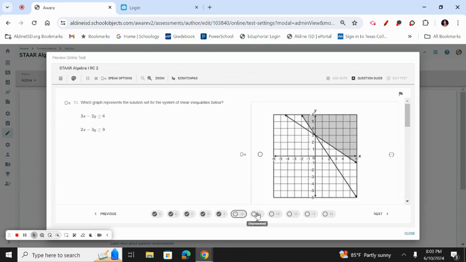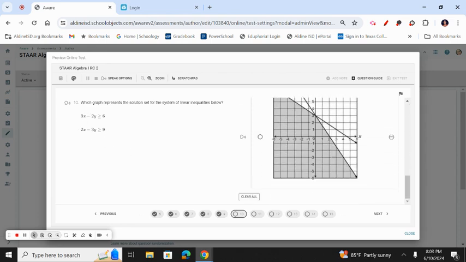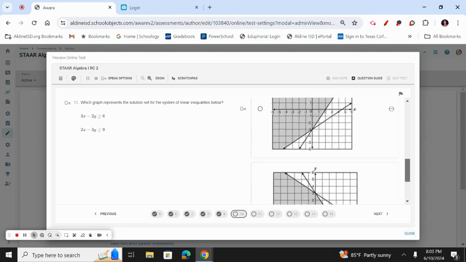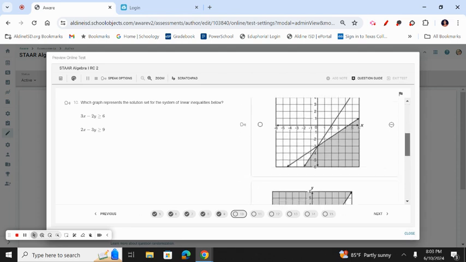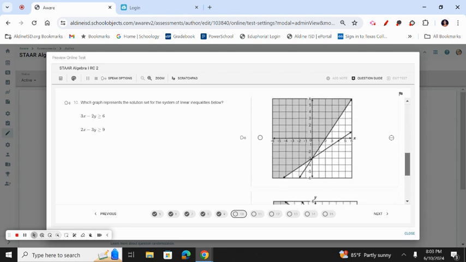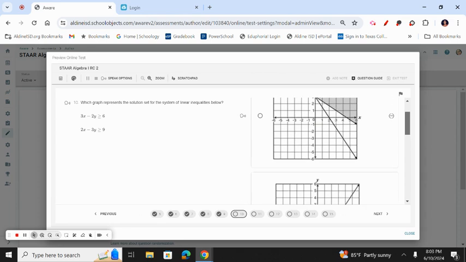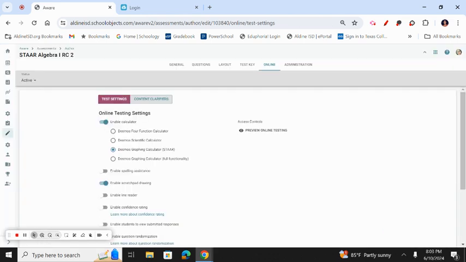Alright, so here's the equations. It's already graphed, and I want you to figure out which one it is. Alright, what we do is we look at they're both solid lines, and I believe all the answer choices are solid. I need to figure out what the shading is. They all seem like they're going in the same direction, except they have a different y-intercept. So I need to figure out what that y-intercept is.